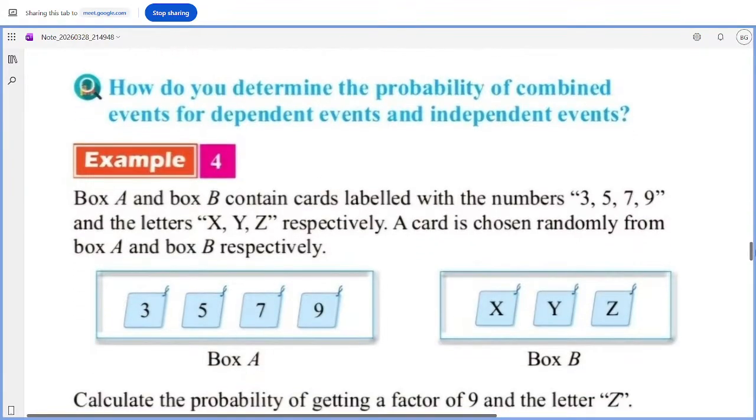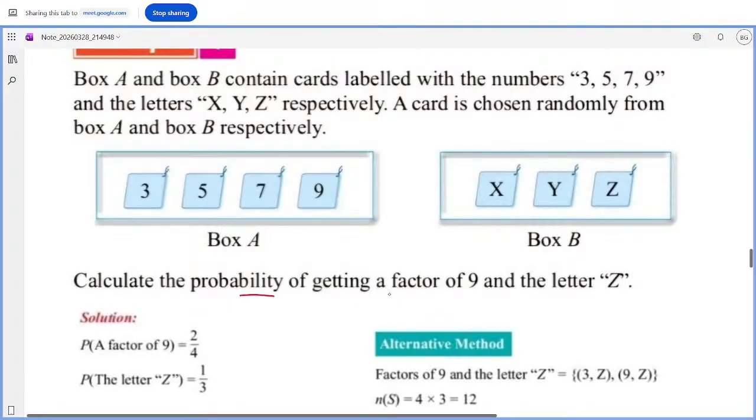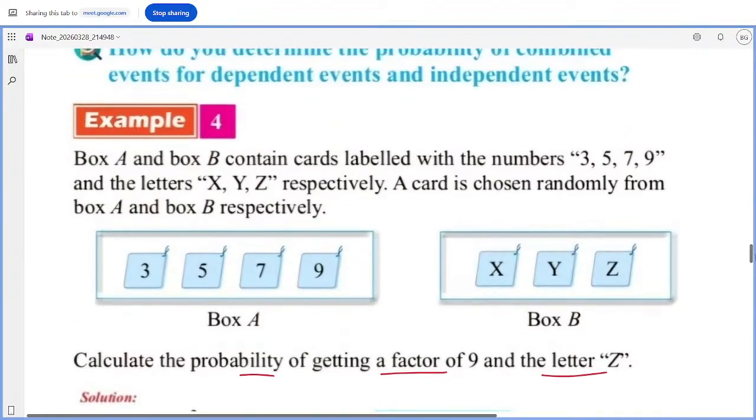I think can finish. Okay, so now how to determine probability of combined events for dependent and independent. Okay, so yeah, the question is they want you guys to calculate probability of getting a factor of 9 and also letter Z. Okay, guys, the keyword is here. N means what, guys? Times or plus? Yeah, okay, times, very good. Okay, if they say N means times. Okay, means it's happening at the same time.